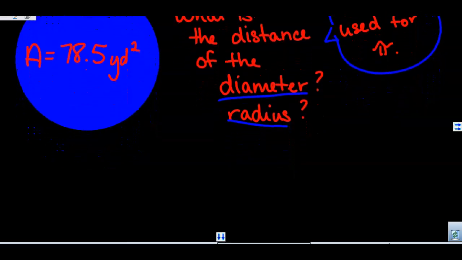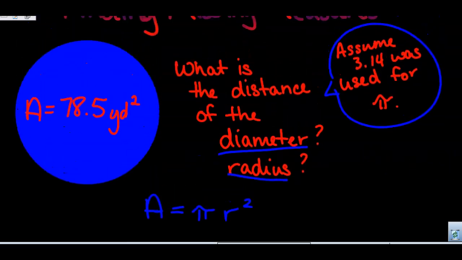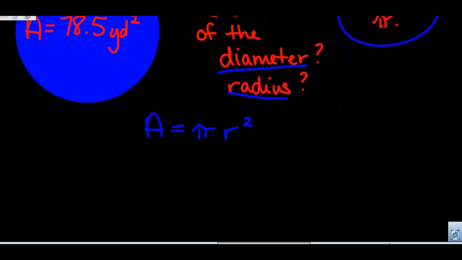So let's do this. We're going to work this problem backwards, starting with the formula utilized in order to calculate the area. We know that the formula for area that they used was pi r squared. We also know they used 3.14 for pi. And we know the area. So let's substitute those values.